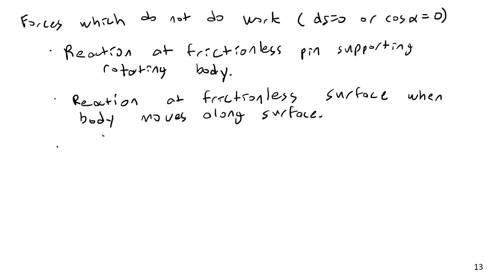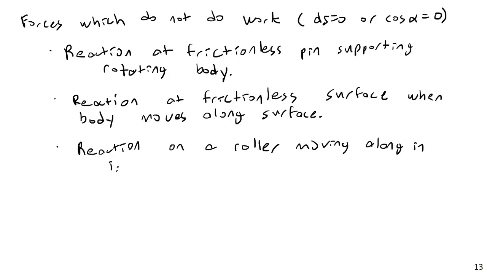I could also mention the reaction on a roller moving along in its track. That's just basically another example of frictionless things moving along in its track, because it will have a vertical force, but it's going to be perpendicular to its displacement in its track.